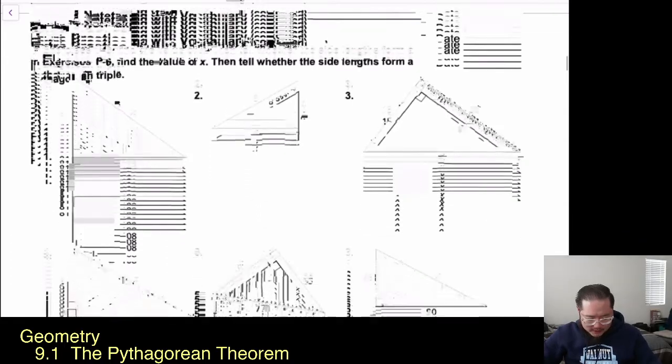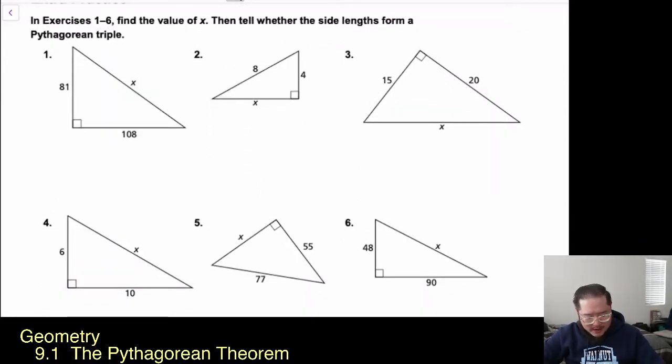All right, so let's take a look and see what we have here. On number one, it says find the value of x and tell whether the side lengths form a Pythagorean triple. It doesn't matter what side is a and what side is b, they're going to be the two legs. What does matter is where c is, and c is always opposite the right angle, the hypotenuse.